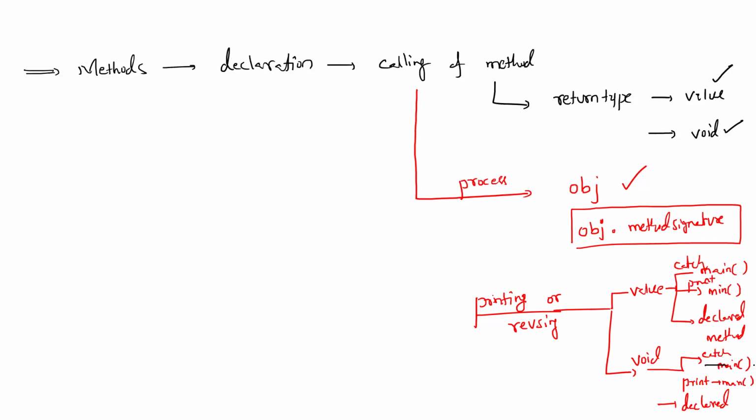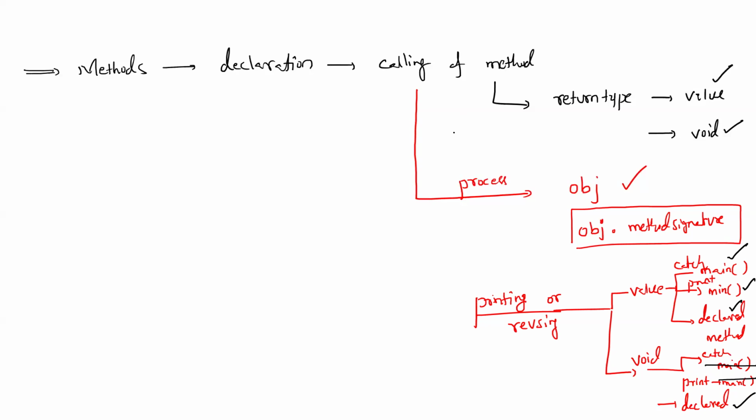Catching from the main method is not possible, and printing from the main method is not possible. Only from the declared method. If it is a value type, all three are possible. If it is a void type, only this one is possible. That's the conclusion of this, and we have seen the examples based on this also.